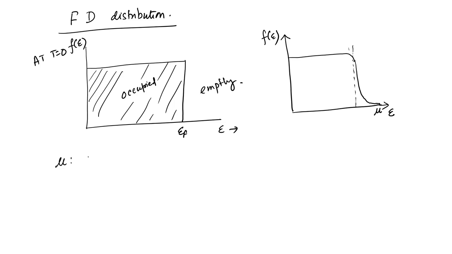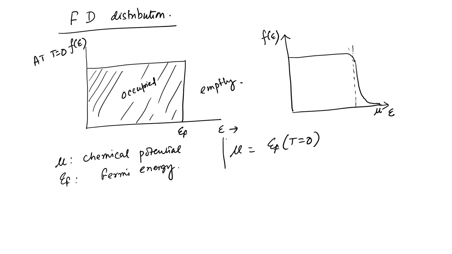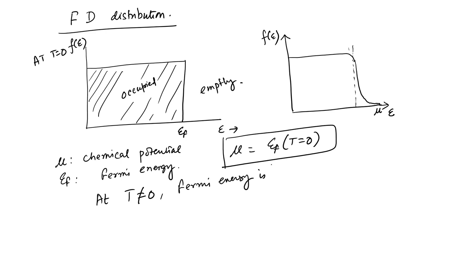So we have two things: mu, called the chemical potential, which we have defined many times before in various contexts, and the Fermi energy, which we talked about in the recent past. How are they related? Mu is equal to epsilon F at T equal to 0. At T not equal to 0, the Fermi energy is not well defined, but the chemical potential is still well defined, and it defines the highest energy state that is occupied at any temperature.